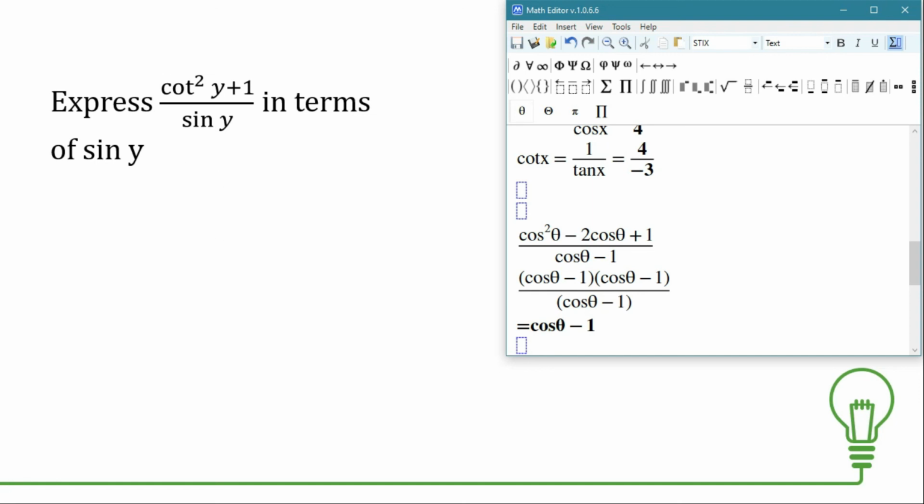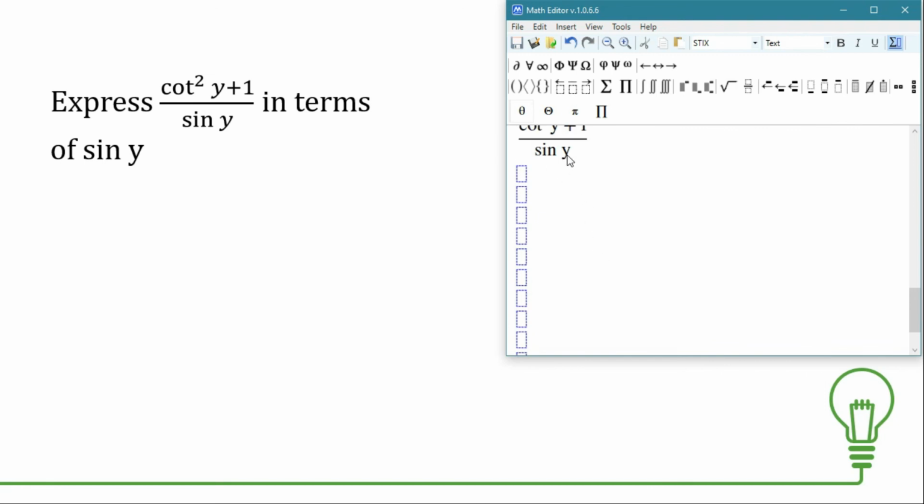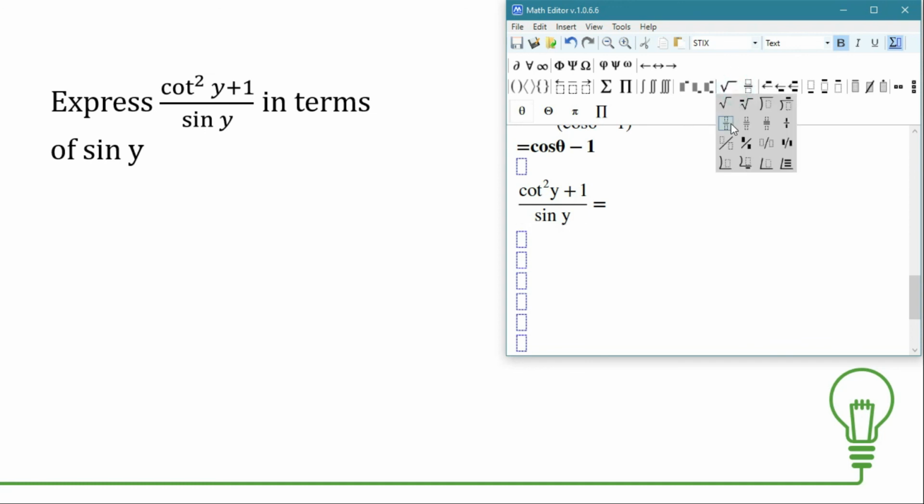Okay, so what we're going to do is for us to express this cotangent squared y plus 1 over sine y in terms of sine y. Okay, so paano po natin siya isi-simplify? Na-rewrite ko na siya. And what we're going to do is for us to use the fundamental identities to express this in terms of y. Okay, so kung mapapansin natin, yung numerator is actually a Pythagorean identity which is equivalent to cosecant squared y, over sine y.